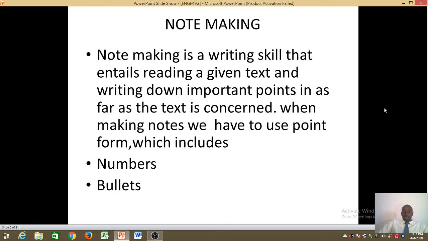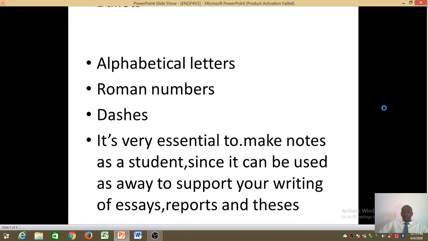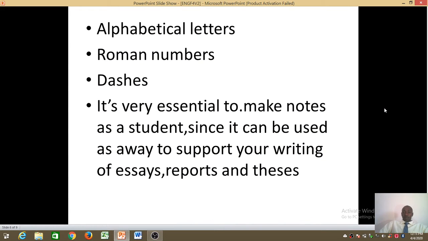So when we are making notes, we have said we use point form. And how do we make it point form? We can use numbers. You write 1, 2, 3, 4 up to that particular number that you want. We can also use bullets when we are writing those notes. Bullets are small dots that you put. So you put the first dot, you write the point, another dot, you write the point. Those are what I'm calling the bullets. And then we have alphabetical letters. We also use alphabetical letters A, B, C, D when we are writing those notes. Not forgetting the Roman numbers and also the dashes. So you put a dash and you write a note that you want.